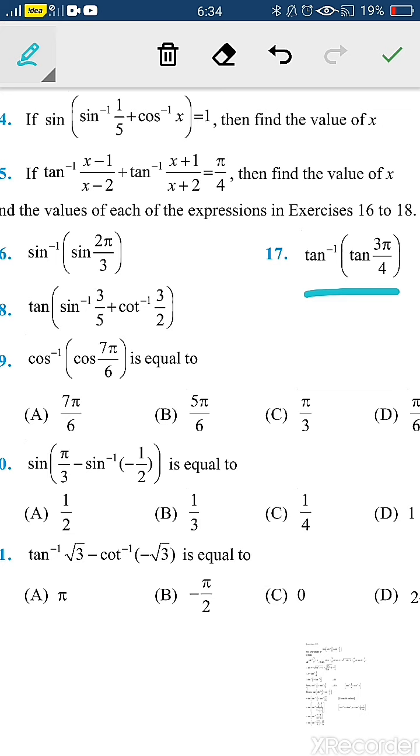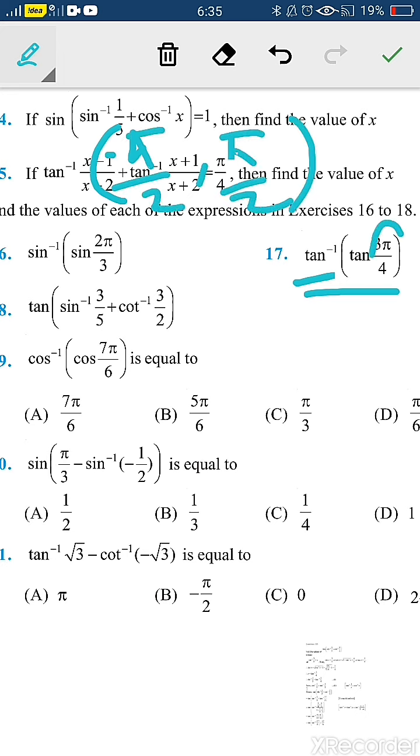And what is the range of tan inverse, or you can say the principal value branch of tan inverse? Again I say the principal value branch of tan inverse is the open interval minus pi by 2 to pi by 2. Right? So this is 3 pi by 4. This does not belong to it, this is in the second quadrant. This does not belong to this because it lies in the first as well as the fourth quadrant. So how to proceed with this question?